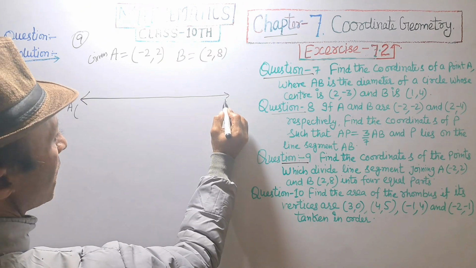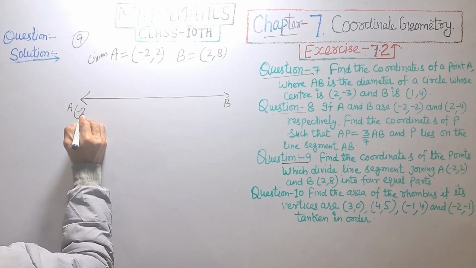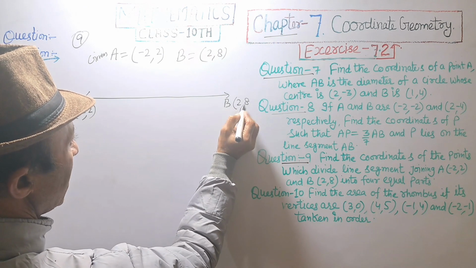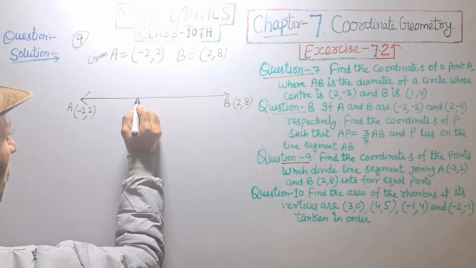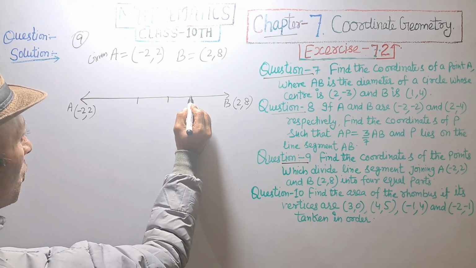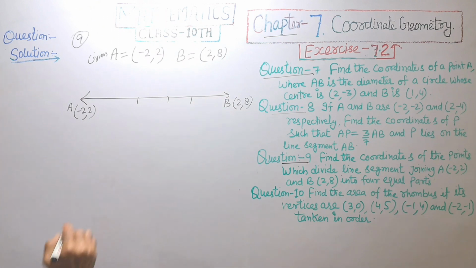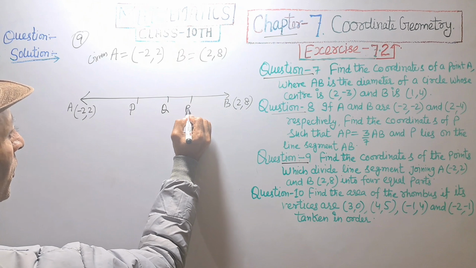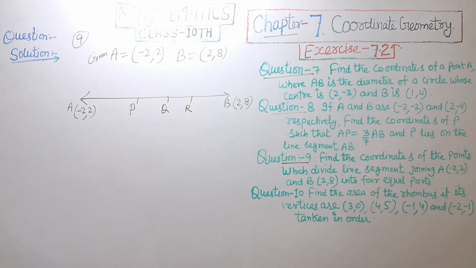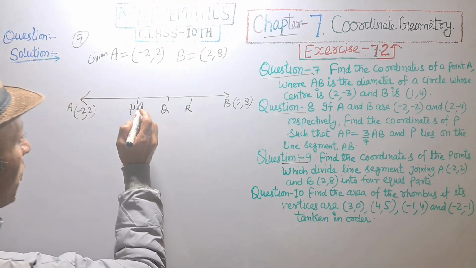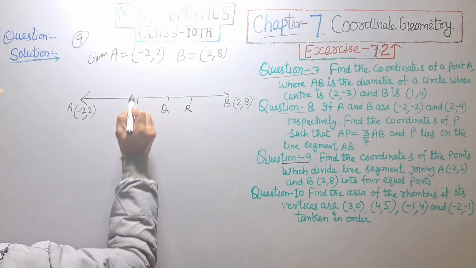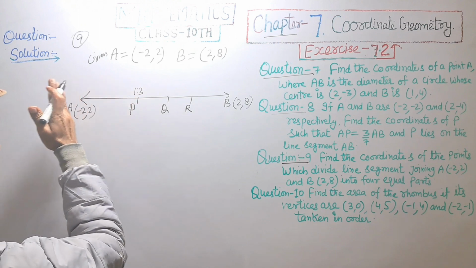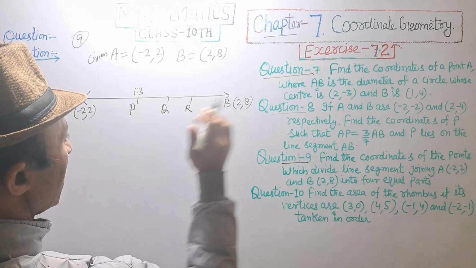A is (-2, 2) and B is (2, 8). The line AB is divided into 4 equal parts: 1, 2, 3, 4. That is P, Q and R. Four equal parts means the ratio at P is 1:3: 1 part on the left side, 1, 2, 3 parts on the right side.